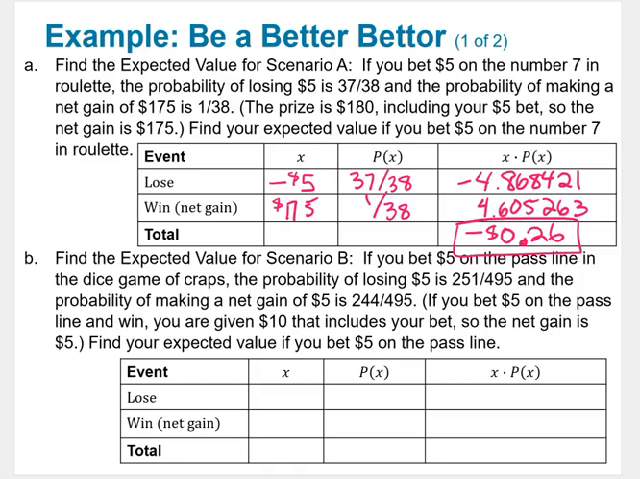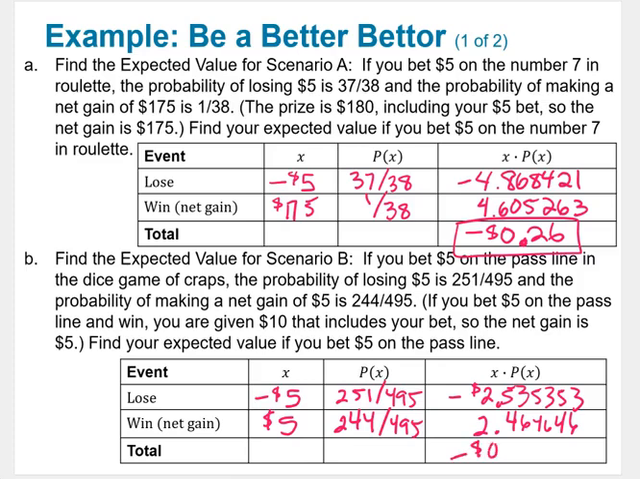If we lose, remember, we're going to lose our $5 if we bet on the pass line and we don't win, and that has a probability of 251 out of 495. Multiply those 2 together and you get negative 2.535353, which just keeps repeating. But if you win, you're going to win $5, and that has a probability of 244 out of 495. Multiply those 2 together, you get positive 2.464646. Add those up, you get negative 0.07. So you would lose much less money by playing craps.